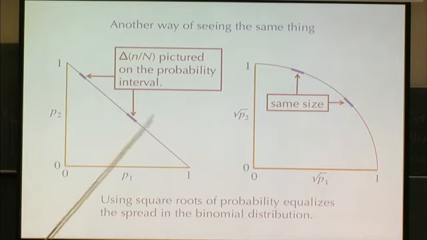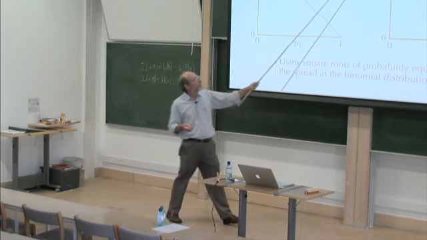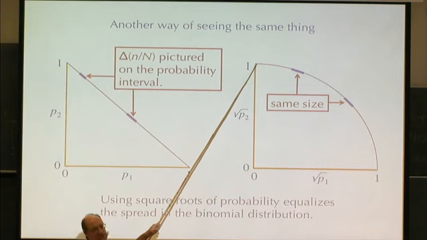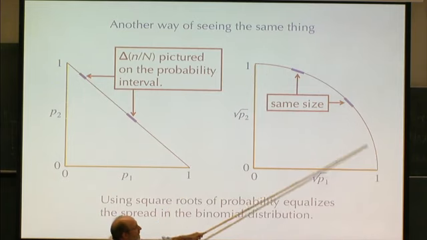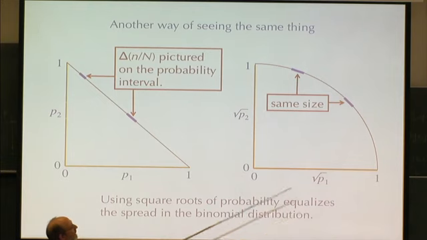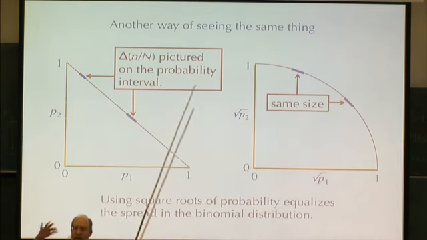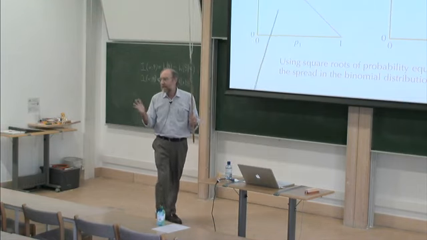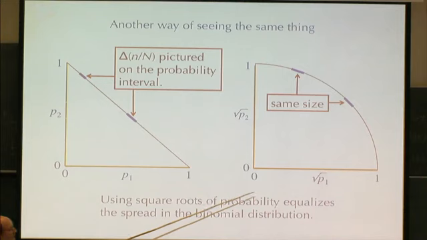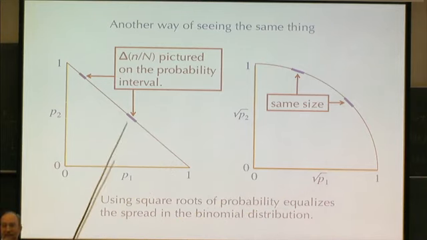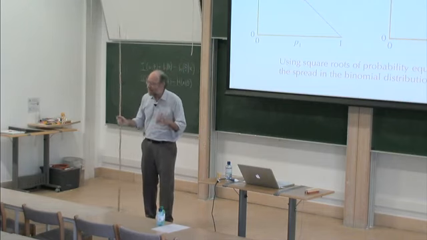But if you simply reparameterize the pairs of probabilities on this graph, with the axes being the square roots of the probability, so the possible pairs of probabilities are just on this circle here, then these things come out to be the same size. So that's another way of seeing what's magic about the cosine squared, or also what's magic about taking square roots of probability. Now this is very well known in the statistics community, and I'll show you an example shortly.